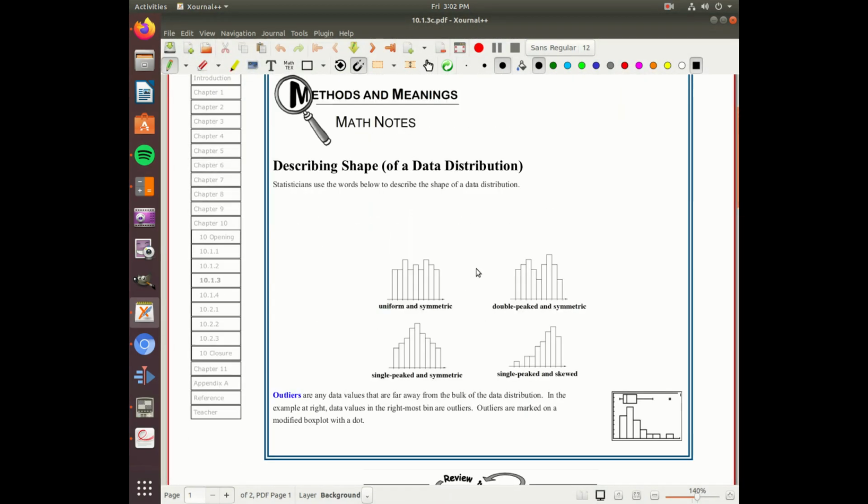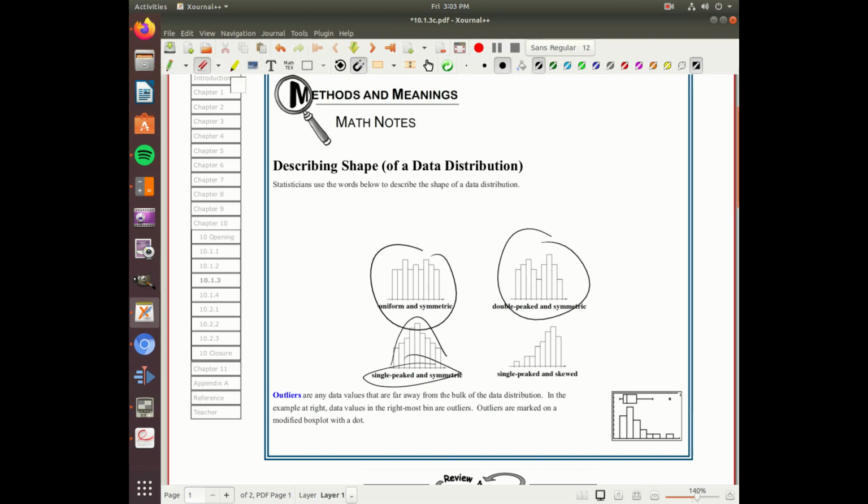So if you go to the math notes in 10.1.3, we get to the shape. And really all we're going to be looking for in this class is, is it symmetric, right? Is it sort of uniform? We'll be doing a lot with single peak symmetric. That's the bell-shaped curve, the standard bell-shaped curve. So symmetric is really what we're looking at, or it's going to be skewed.